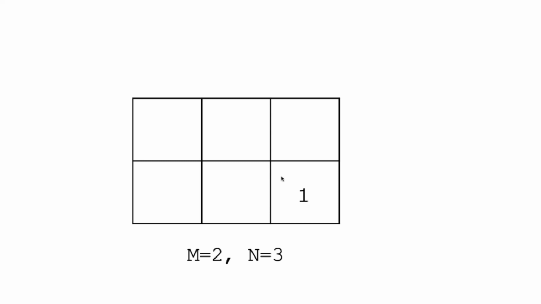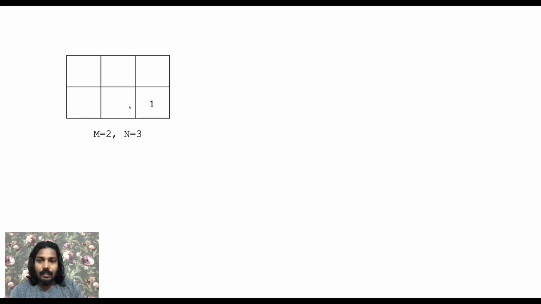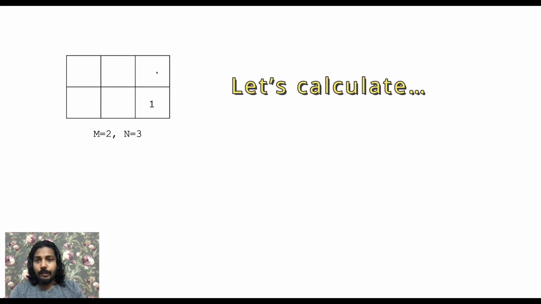And if we are not at the last cell, for example, we are at some other cell, then we need the same calculation as the first cell, right? So it needs the number of unique paths from the right and number of unique paths from the bottom. Let's calculate the number of unique paths for the other cells.